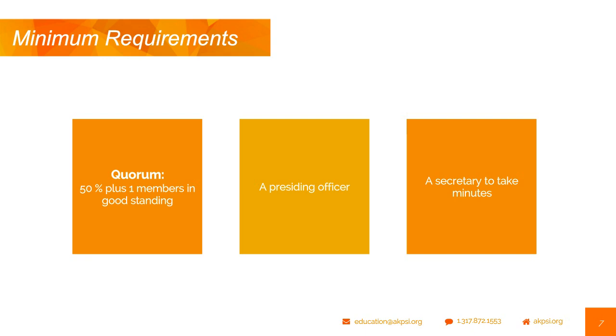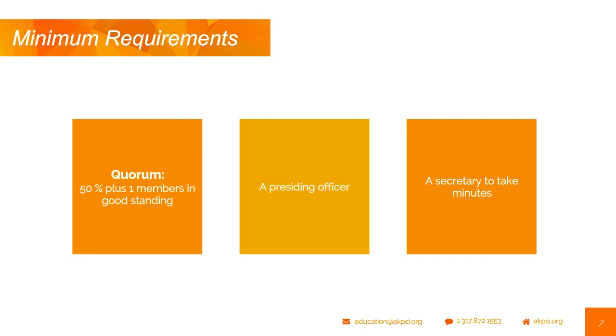It is also best practice to approve the previous meeting minutes. Now, to save time, you can send the previous minutes to the entire chapter body 24 hours in advance to review, and during the meeting you should approve them with a majority vote.